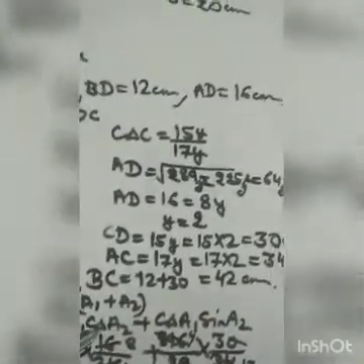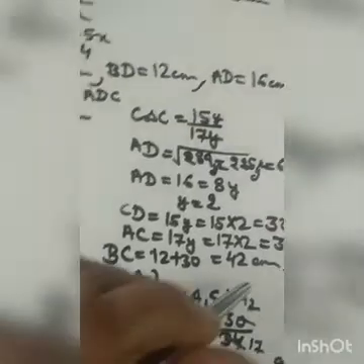Now BC will be 12 plus 20, that is 32 centimeters.